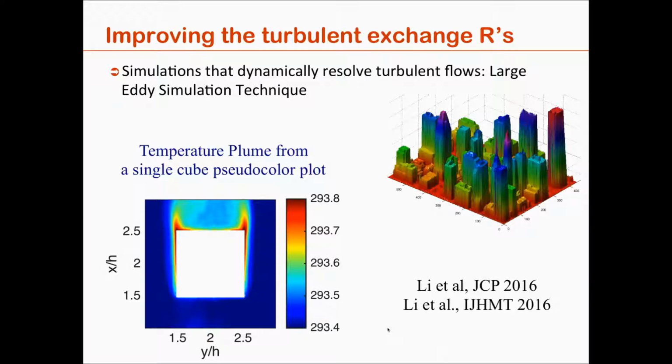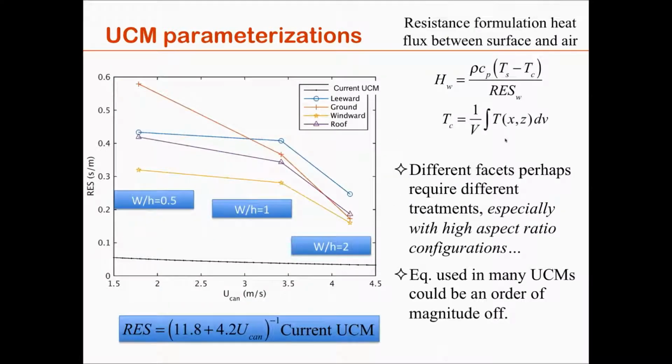This is kind of, again, I only showed you regular cubes, but there's no reason why we need to do regular cubes. This graph is downtown Baltimore, so we can do realistic canopies and simulate flow and heat transport in real cities. So for a preliminary analysis, what we've done is we've compared the resistances that we would compute from LES to the resistances the way they are currently basically parameterized in the UCM. So this black line is the UCM parameterization that is given by this equation. And these are the resistances that you would infer from the LES for the leeward, the windward, and the roof and the ground facets.